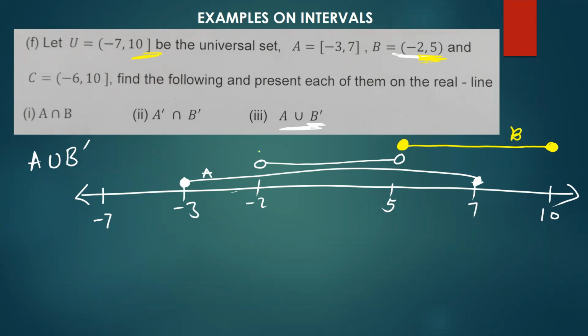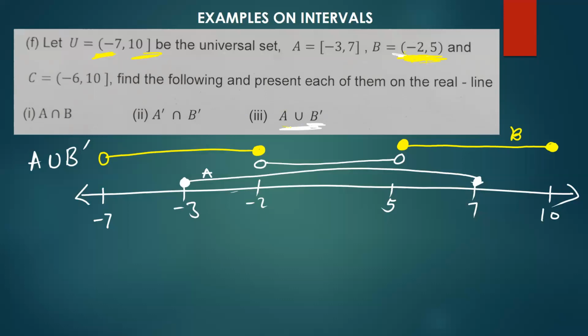And then here we also don't have -2 in set B, meaning it's going to be part of the complement. So I'll shade there, and then I'll go up to 7. And when you look at 7, it's open in the universal set, so we leave it open.